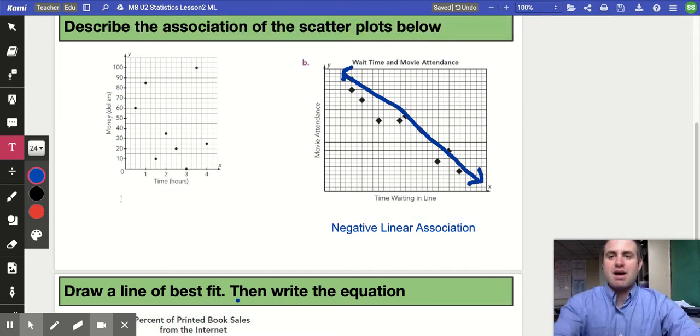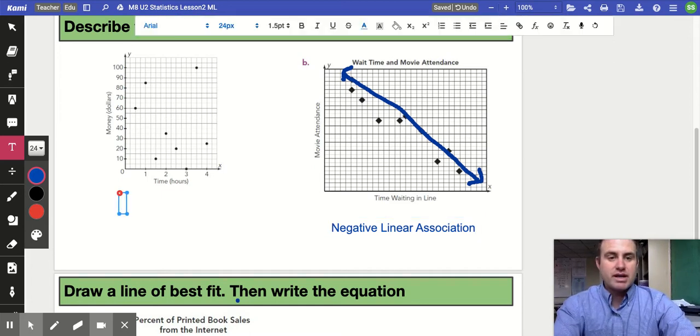Now here on the left, there's no pattern here between money and time. So we would call this having no association.